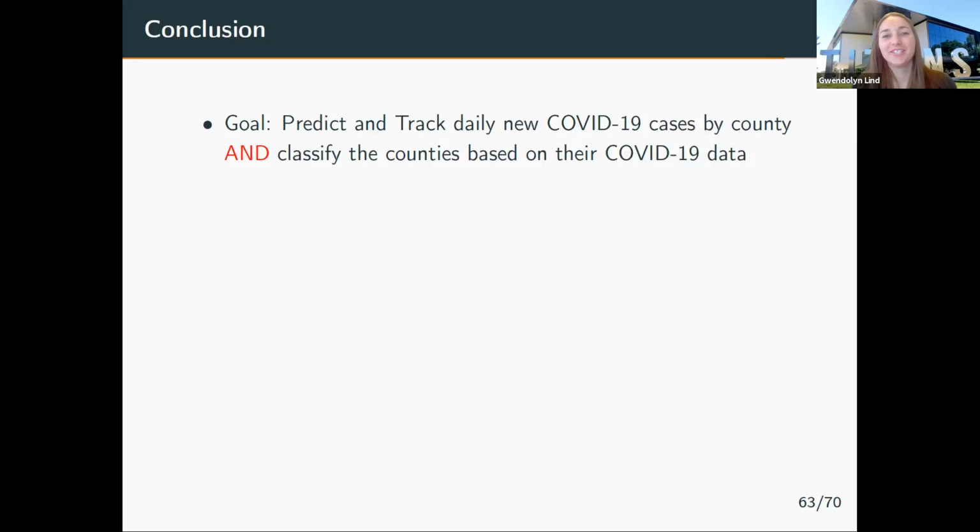All right, so just to wrap it up, conclusion. I know a lot's been said, so just to take a step back. What our goal was, we wanted to predict and track daily COVID cases by county through various methods and classify those counties based on their COVID data. So we used data consisting of the number of COVID cases and the number of deaths and mobility data.